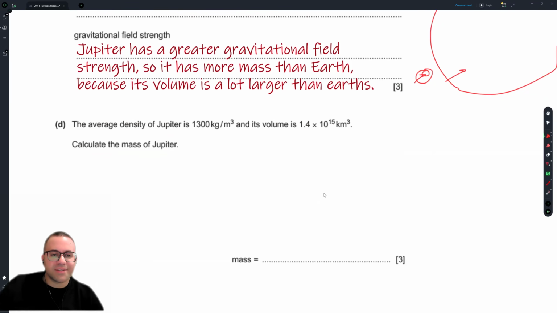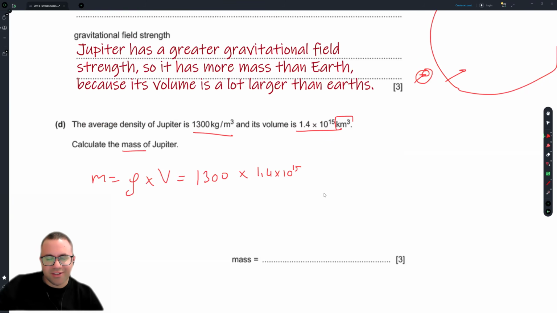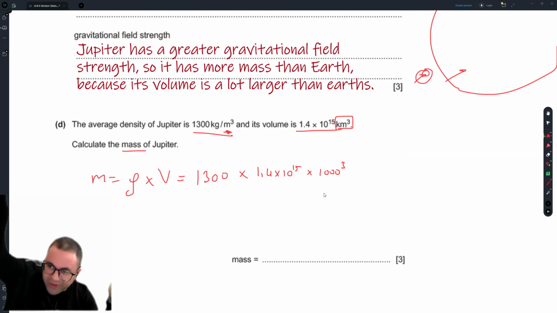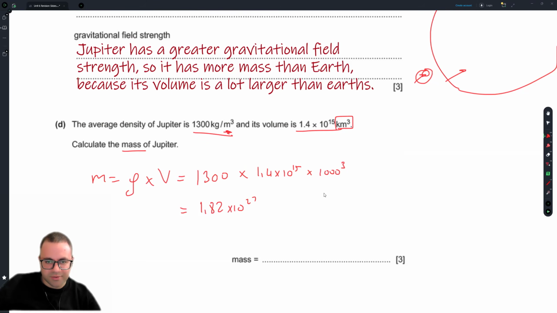Okay. The average density of Jupiter is 1,300 kilograms per meter cubed, and the volume is 1.4 times 10 to the power 15. Calculate the mass of Jupiter. So this one's easy. Density is mass over volume, so mass is density times volume. The density is 1,300 times the volume, which is 1.4 times 10 to the power of 15. Ooh, what do I spy here? Kilometers. He wants it in meters because the density is in meters. So times 1,000 cubed. Because kilo is times 10 to the power of 3 or 1,000, but then it's cubed because even the prefix gets cubed. Keep that in mind. 1,300 times 1.4 times 10 to the power of 15, times 1,000 to the power 3, which is 1.82 times 10 to the power of 27 kilograms.